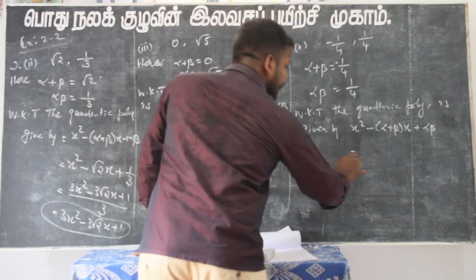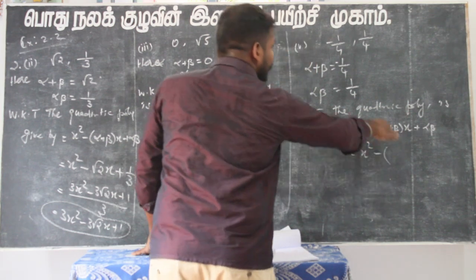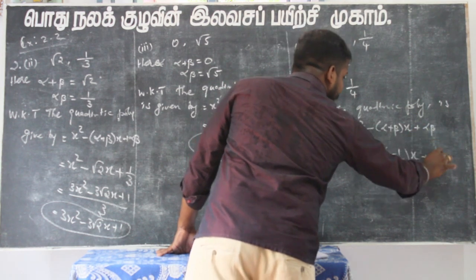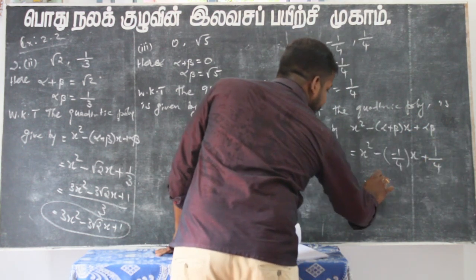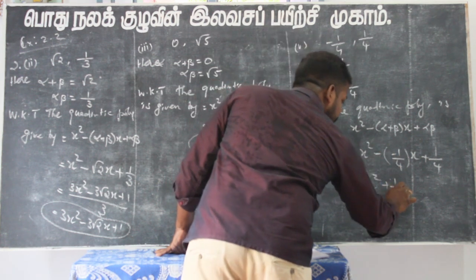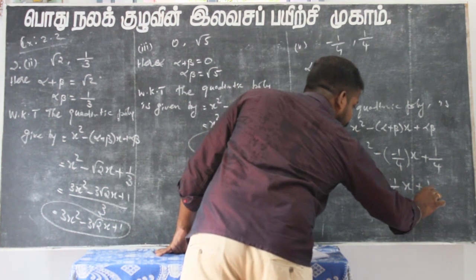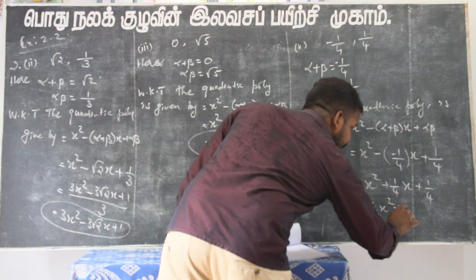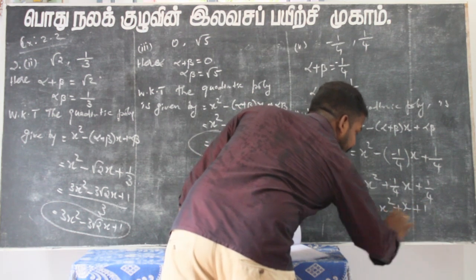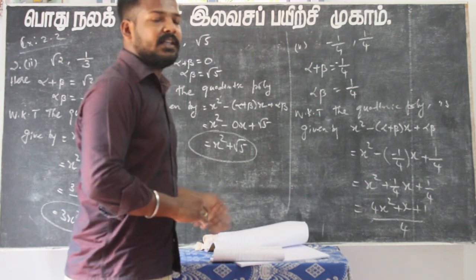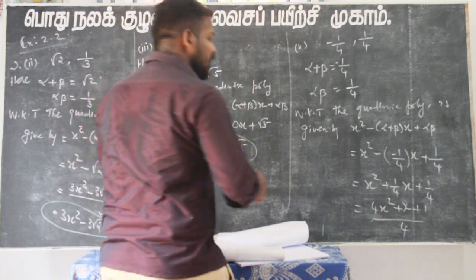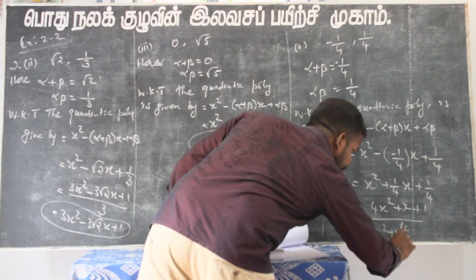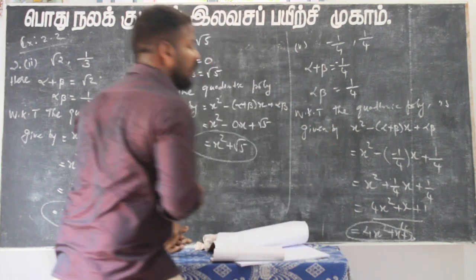So how can you write it here? x square minus alpha plus beta, which is minus 1 by 4, into x, plus alpha into beta, 1 by 4. So what will you get? x square, minus into minus gives plus, 1 by 4 x plus 1 by 4. If you take the LCM, we get 4x square plus x plus 1, divided by 4. The 1 by 4 we can take outside as a constant. So your required quadratic polynomial is 4x square plus x plus 1.